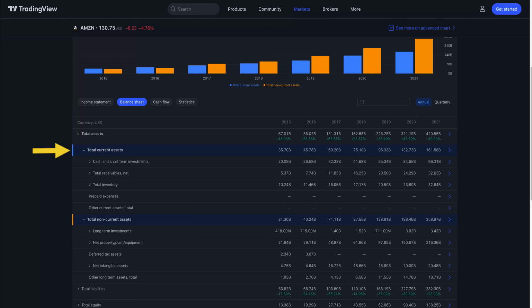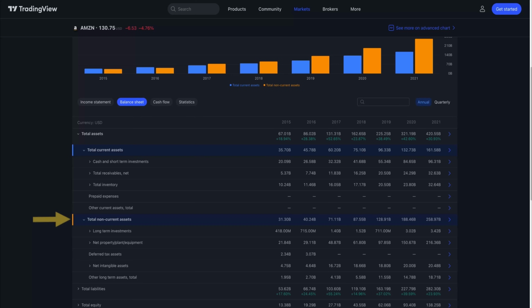And if you expand the subcategories of the total current assets, you will see the cash, short-term investments, accounts receivable, and inventory are indeed there. And this goes for all the companies, not just for the Amazon that we're looking at the moment. All these assets can be easily turned into cash within the time frame of a year.